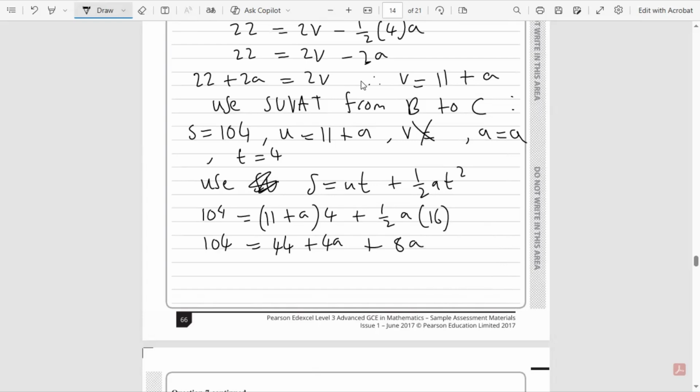So we have 104. We can minus the 44 onto the left side, actually, so this gives us 60 is equal to 4A plus 8A. That will be 12A. So 60 divided by 12 will give us an acceleration of 5 meters per second squared. And that's our answer for part I.